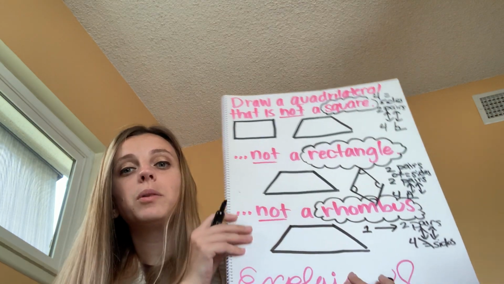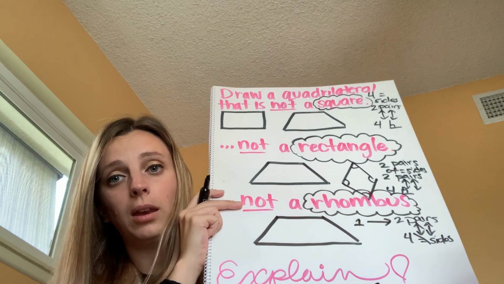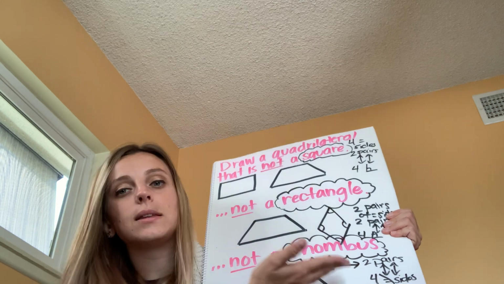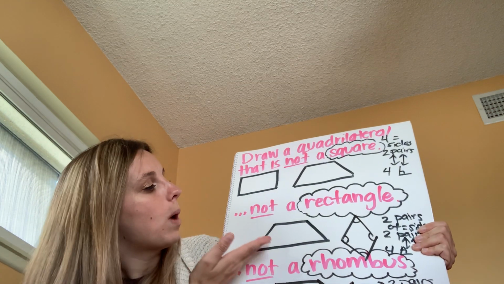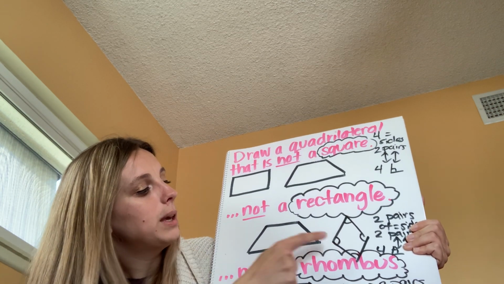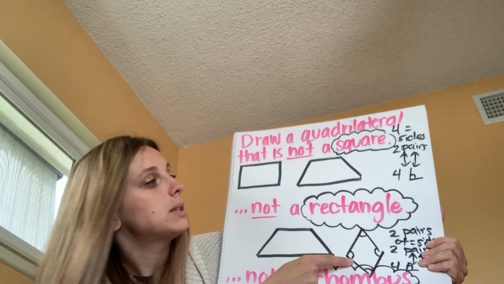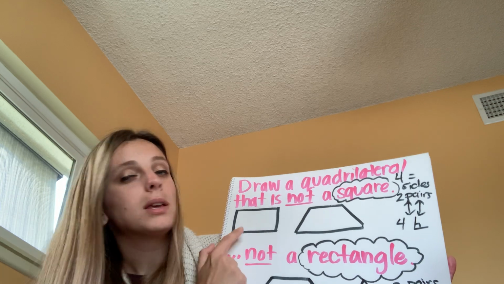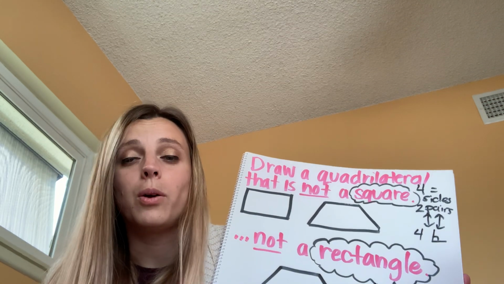All right, and be prepared today to know how to explain. Remember that you can use these terms, these descriptions, to help you explain why something is not a rhombus. Why is this not a rhombus? Because it has one pair of parallel sides. Why is this not a rectangle? Because it has acute and obtuse angles. Why is this not a square? Because not all 4 sides are equal.